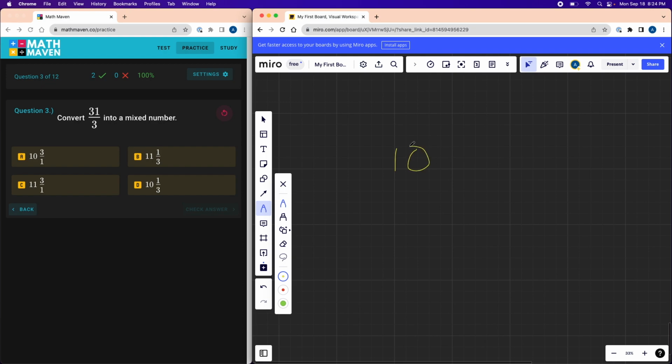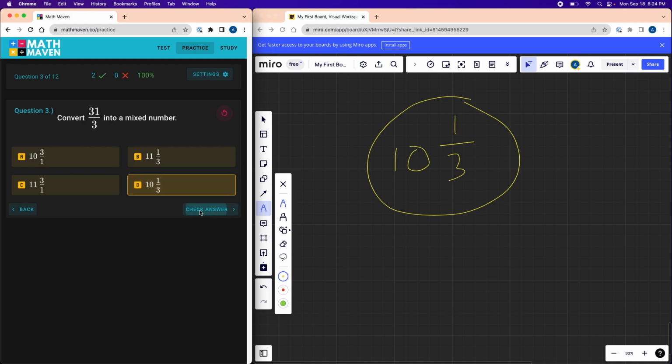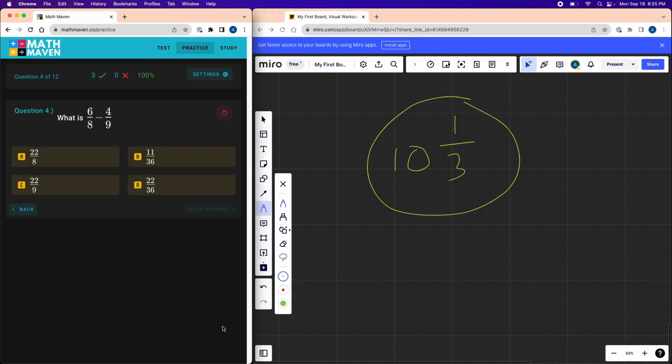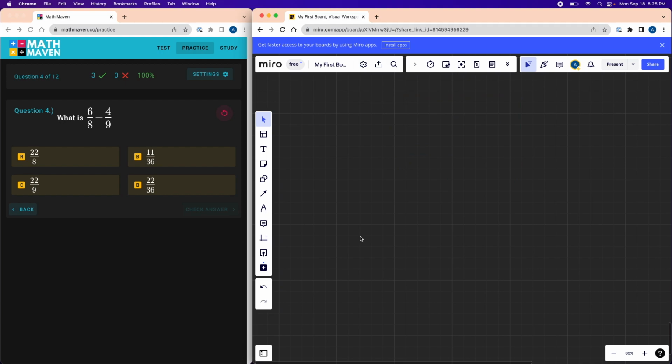And then, what is going to be left over? We already said 10 times 3 equals 30, and there's 31 up on top total, so that's 31 minus 30. That's going to leave us with a remainder of 1. Then we just put that back over the same denominator. So 31 over 3 is the same as 10 and 1/3. If we check our answer list, option D appears to be the right answer. We will select that and see the explanation accordingly. Let's move on to the next one.